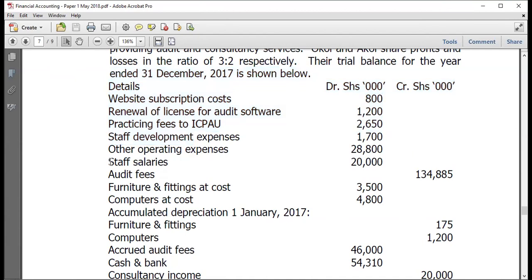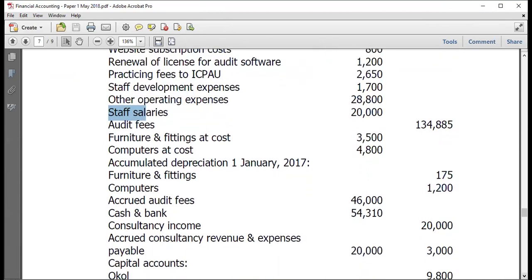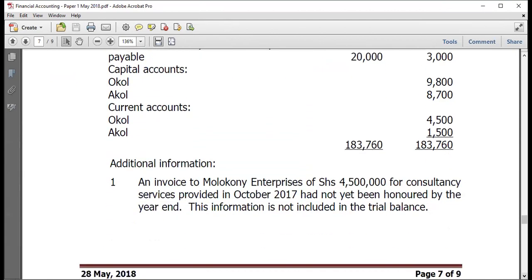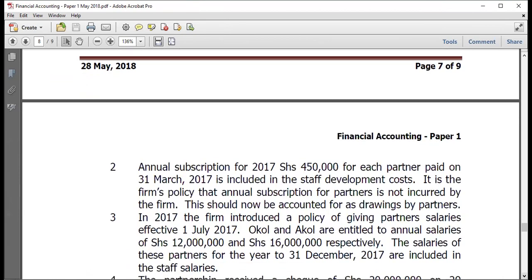So when you come to your appropriation account, you take your respective net profit. Let me just see if we have any partner loans in this case. Maybe in the additional information we have a loan. Let me check. Okay, so they're saying in 2017, the firm introduced partner salaries effective from 1st July 2017. ACCA and OCCA are entitled to annual salaries of this amount, and they're even telling you these salaries have been included in the staff salaries. The salaries that go to the normal income statement are only staff salaries, and these salaries for OCCA and ACCA should go in the appropriation account.